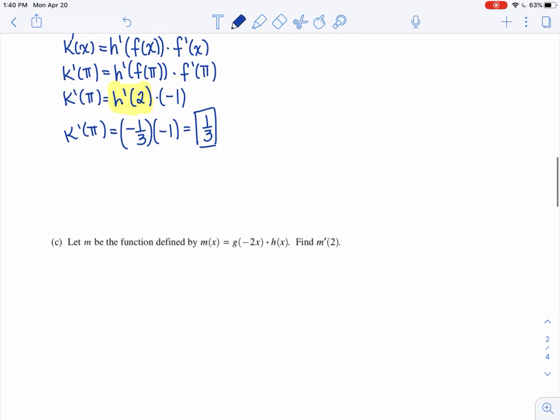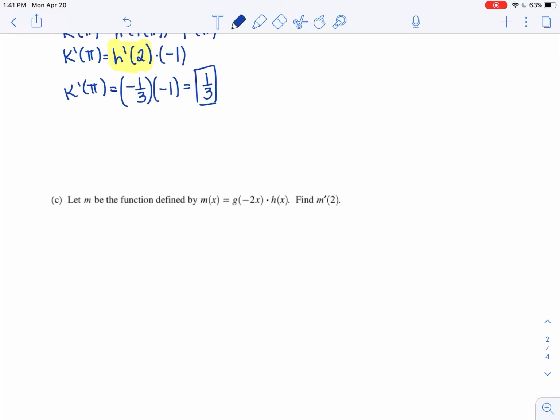Okay, letter C. I'm going to again be using the graphs and the images above, so I'm going to have to go back and forth just a little bit. Let m be the function defined by m of x equals g of negative 2x times h of x. Find the value of m prime of 2. So this one's interesting because you have a little bit of a combination of a composition, a function within a function, and you have a product of two functions. So you're going to be doing a little bit of product rule here.